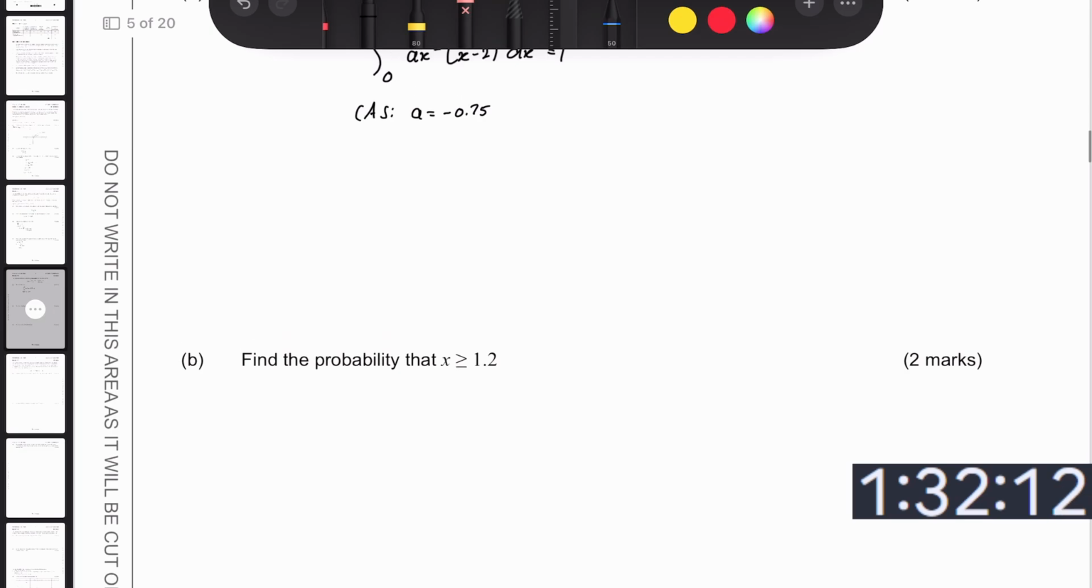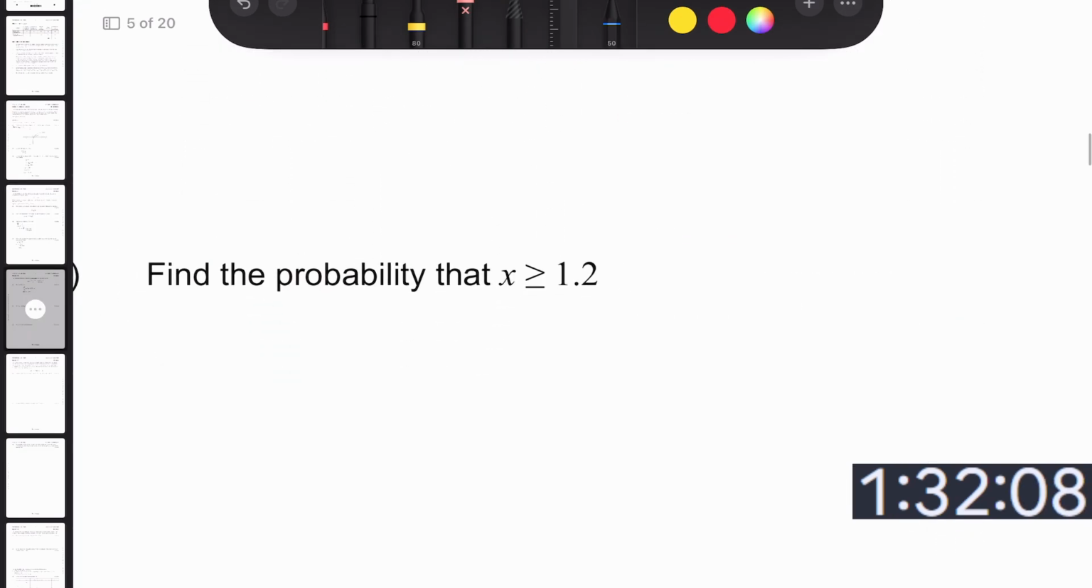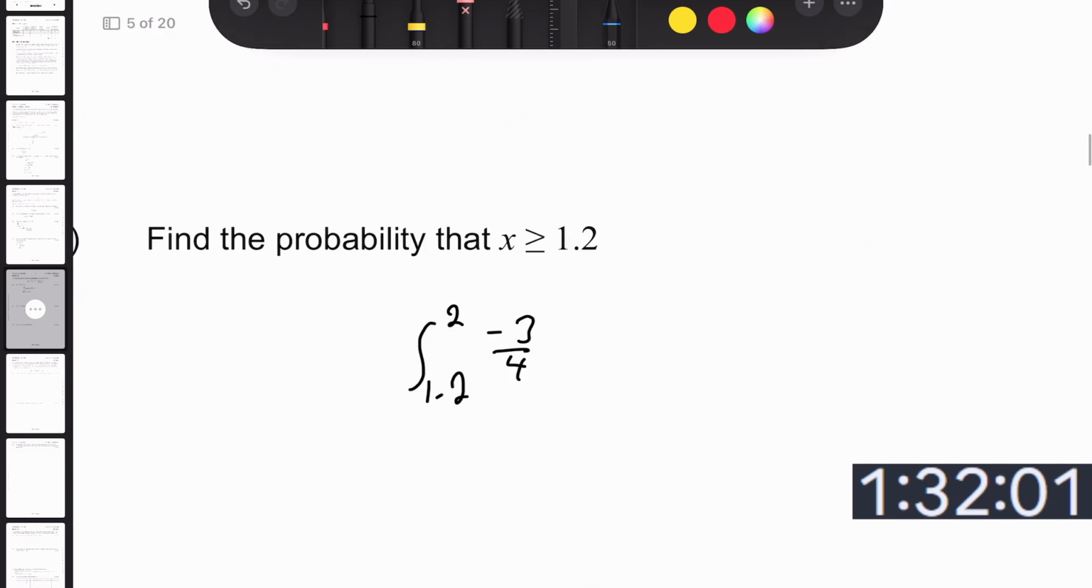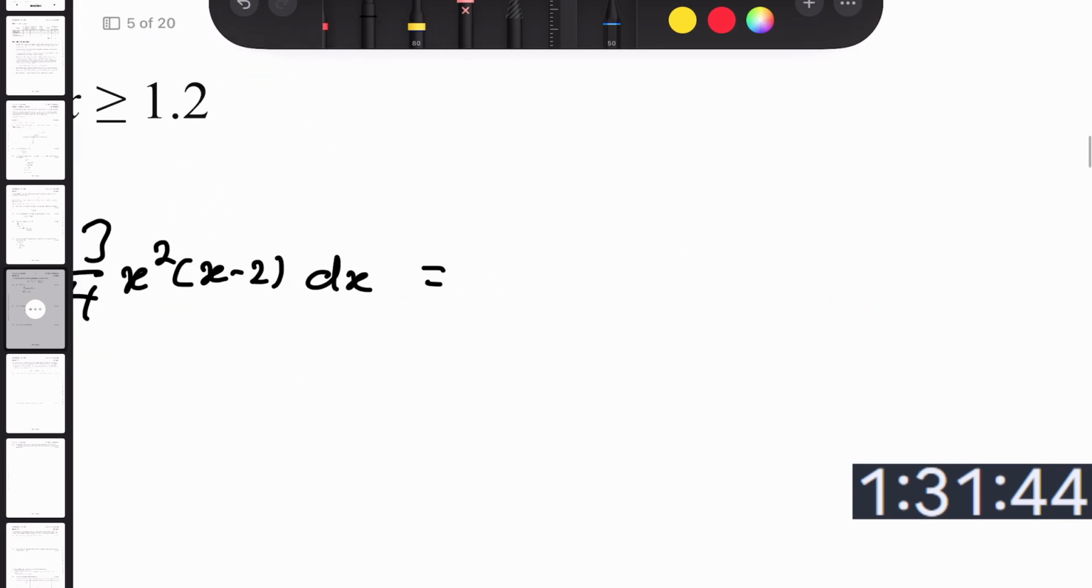Find the probability that x is greater than 1.2. So this is going to be the integral from 1.2 to 2 of negative 3 on 4 times x squared (x minus 2) dx. I can just copy this integral down and put negative 3 on 4, going from 1.2 to 2. This is 0.5248.